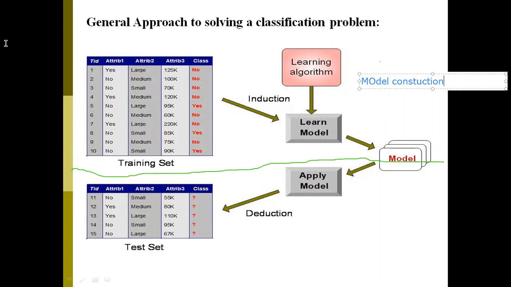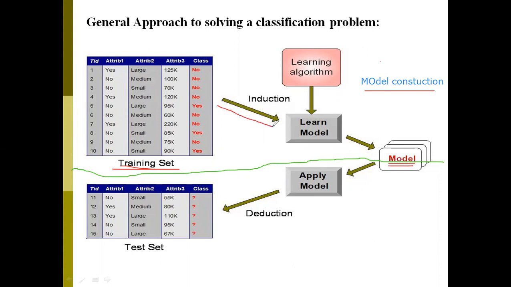This is the model construction phase, above the green line I have drawn. It is also called the learning phase. What is the learning phase's task here? By using the training data set, this table, the records under this table are called the training data set. By using this training data set, we are going to build or construct a model.